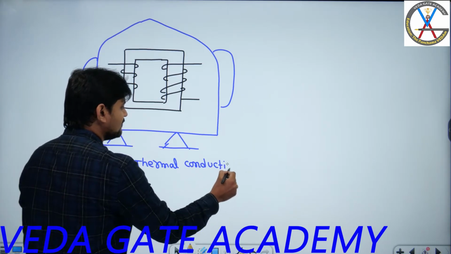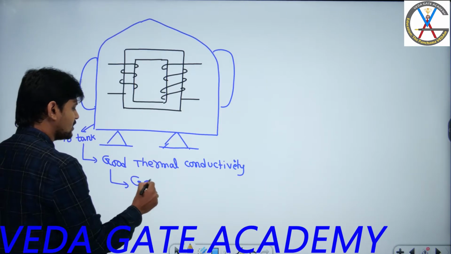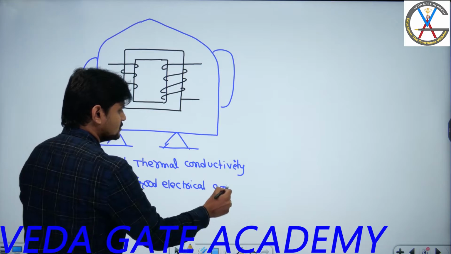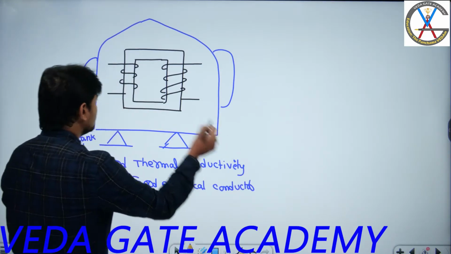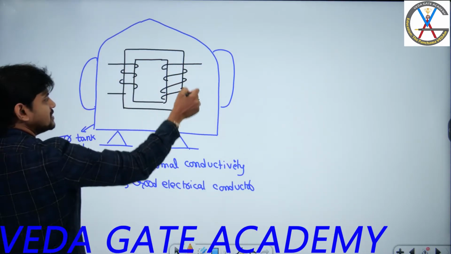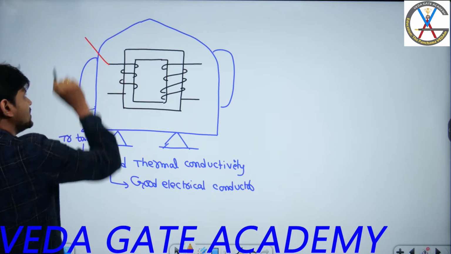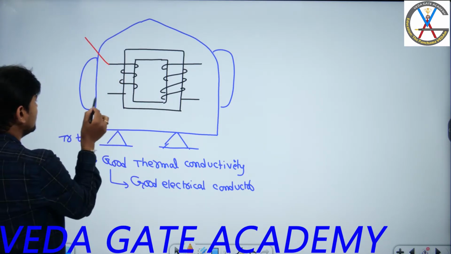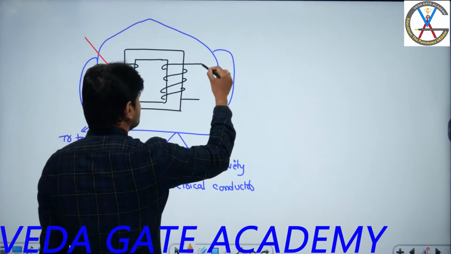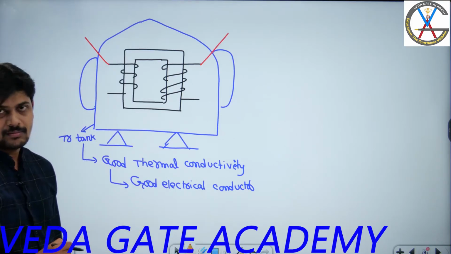So if it has good thermal conductivity, it is also a good electrical conductor, right? Now if you understand this point, here I can say these are my input terminals of the transformer, and assume these are my output terminals. The input terminals will be connected to the source, so I will take this wire out of the transformer tank and connect it to the source. Similarly, I will draw only these output terminals, which are going to be connected to the load, right?